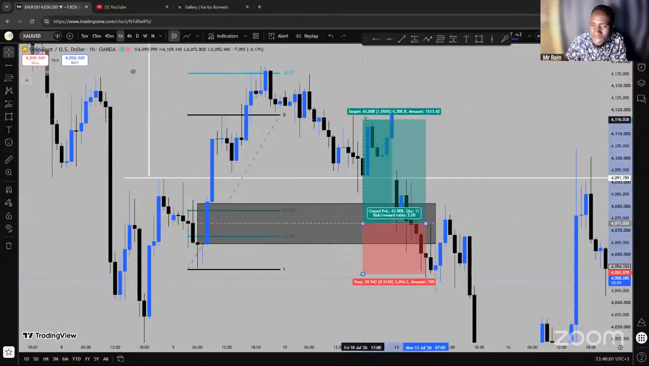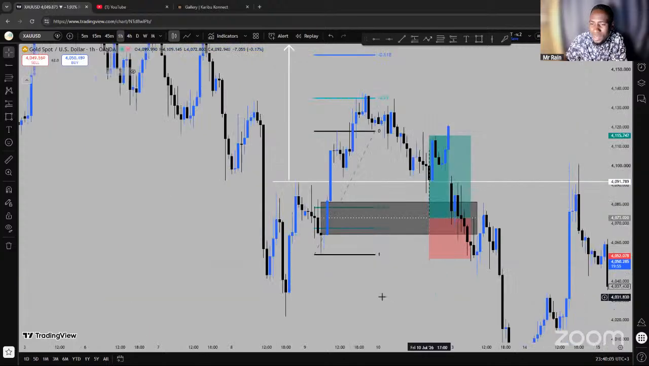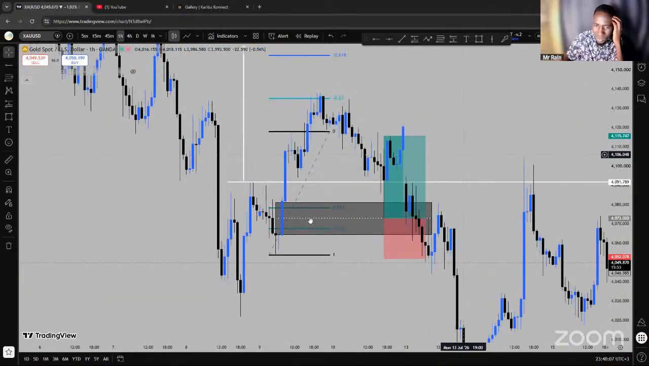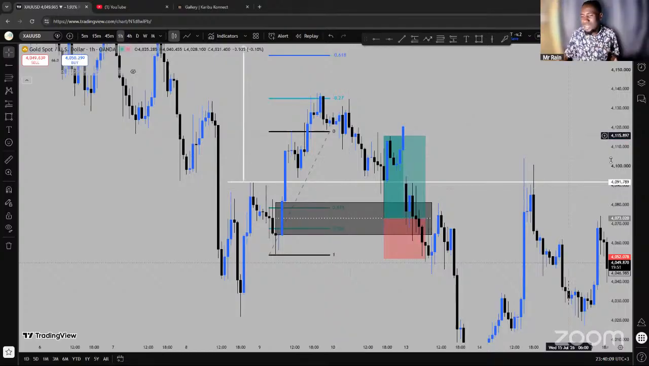So if you had everything right over here, this was a very perfect trade up to this point. So this is how I normally trade this pattern.